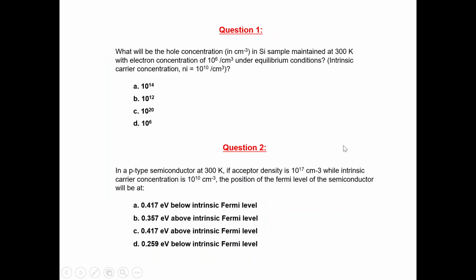The next question says: in a p-type semiconductor at 300 Kelvin, the acceptor density is 10 raised to 17 per centimeter cube, while the intrinsic carrier concentration is 10 raised to 10 per centimeter cube. The position of the Fermi level of the semiconductor will be at: A 0.417 electron volt below the intrinsic Fermi level, B 0.357 electron volt above the intrinsic Fermi level, C 0.417 electron volt above the intrinsic Fermi level, D 0.259 electron volt from the intrinsic Fermi level.